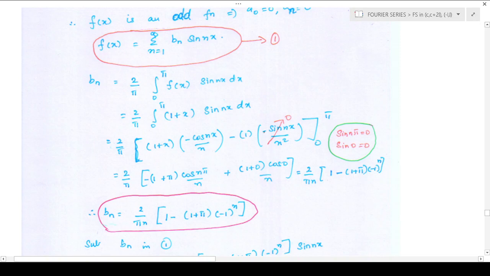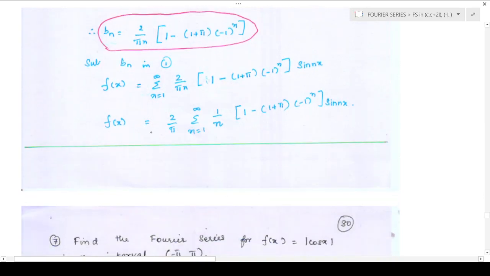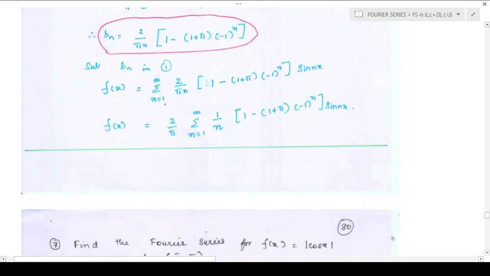Integrate this: minus sin nx by n square. The second term will become 0 because sin n pi is sin 0, after applying the upper limit and lower limit. After applying the limit for the first term, you will be getting terms like this. Substitute in 1. This is your Fourier series for the given function.